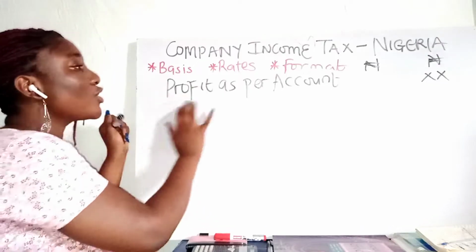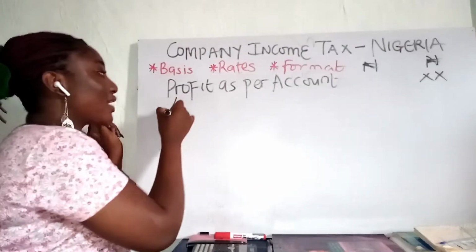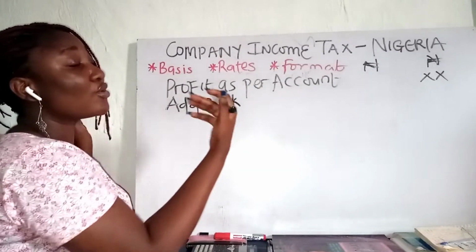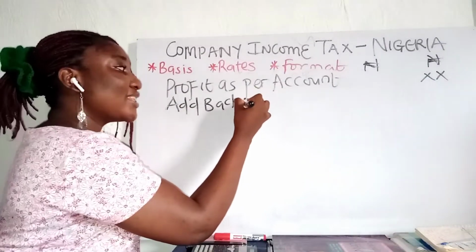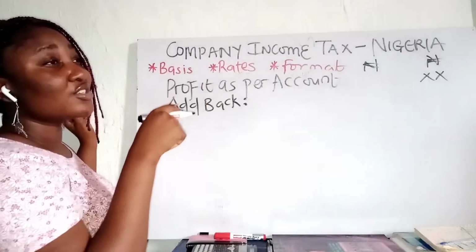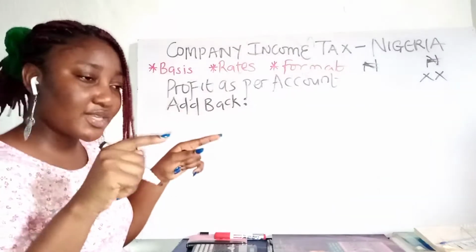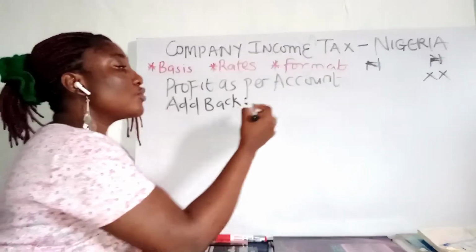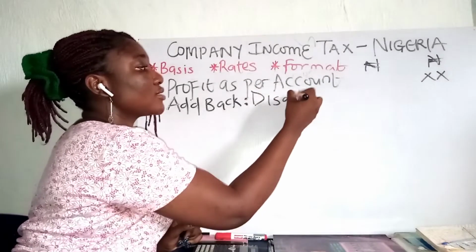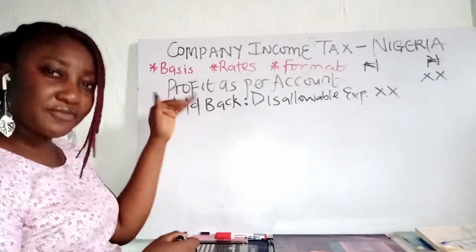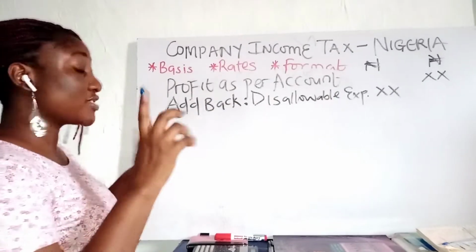Do you understand? So when you have profit as per account, what you do is add back. Why is it called add back? Some people do not call it add back, just add. But it's called add back because they have been deducted. So anything you're adding back was an expense. You add back disallowable expenses. So what are disallowable expenses? Let's finish the format, then we'll explain. It's going to make more sense that way.